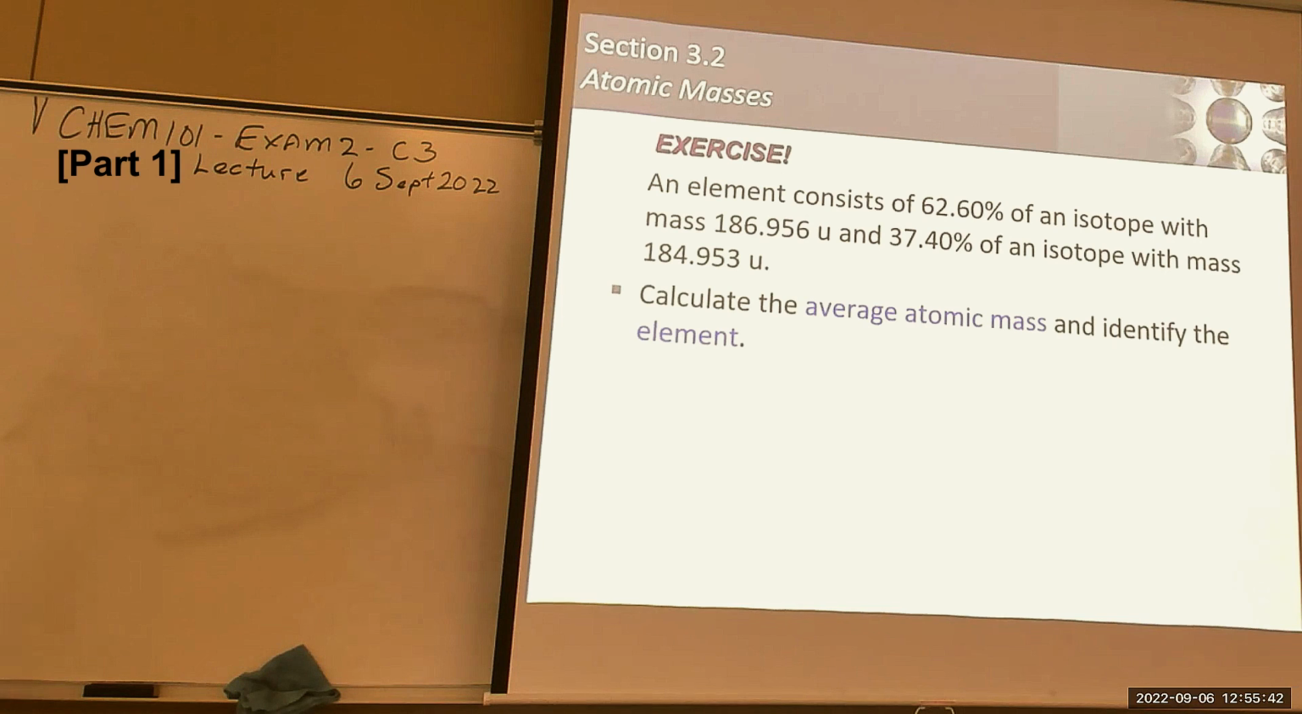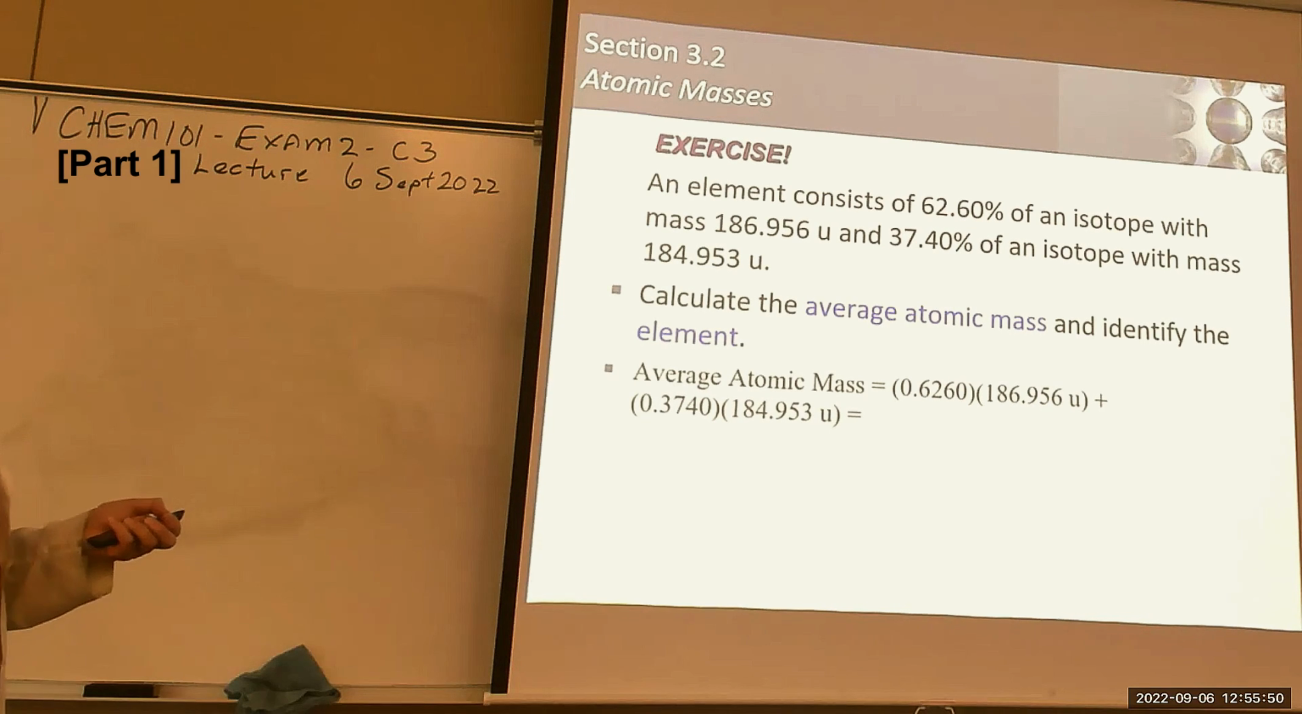And then you've got the other isotope with this abundance, and it's that mass. So what's the average atomic mass? There it is. We take the fractional equivalent for the percent here times that one, and the fractional equivalent times that one. Add them together, and you get a value of 186.2. So that's the average atomic mass to only one decimal place. But what element is that?